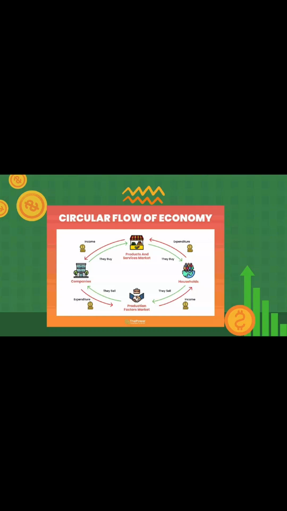The flow of money and goods in this diagram: green arrows show the flow of goods and services, and the red arrows show the flow of money in the country. In summary, the circular flow shows how money and goods move between people and businesses.